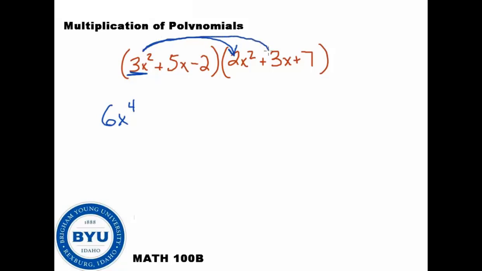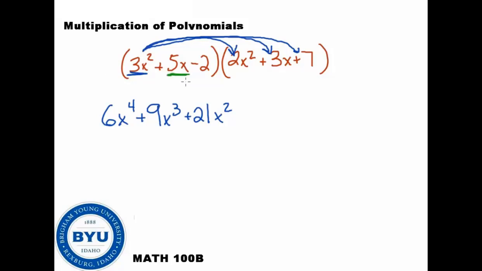Then I take this one times this one. 3x squared times 3x comes out to be 3 times 3 is 9. And it would be x cubed because we add the powers. Then I multiply this to the 7. And we get plus 21x squared. Good.